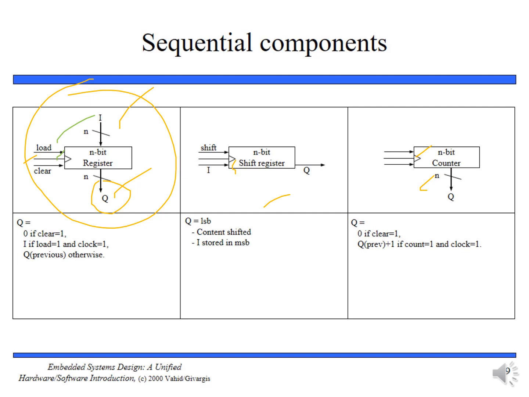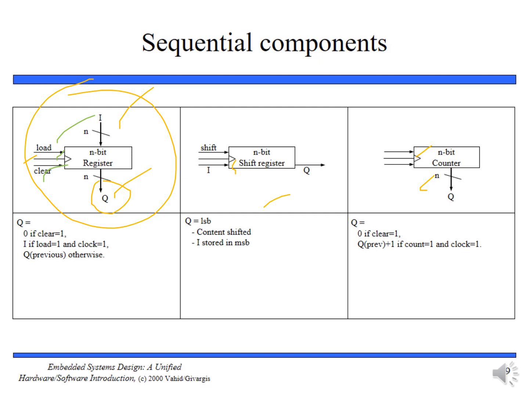For a rising edge triggered register, the input I is only stored when load is 1. So when clock is rising and load is 1, the data will be loaded into the register. The clock input is usually drawn as a small triangle as shown in the figure. Another common register control input is clear, which resets all bits to 0 regardless of the value of I.